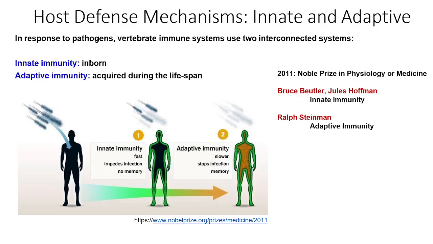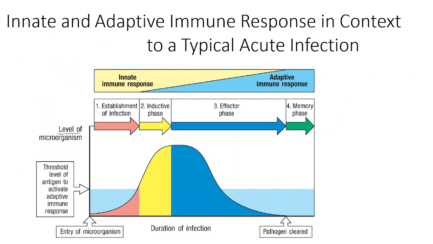Whereas on the other hand, adaptive immunity is acquired during the lifespan, so it's a slower response. It stops the infection and clears the pathogen. It has memory, and Ralph Steinman was honored for his discovery of the dendritic cells and their role in adaptive immunity. Right. Now, this is important because here we will discuss the innate and the immune response in the context of a typical acute infection.